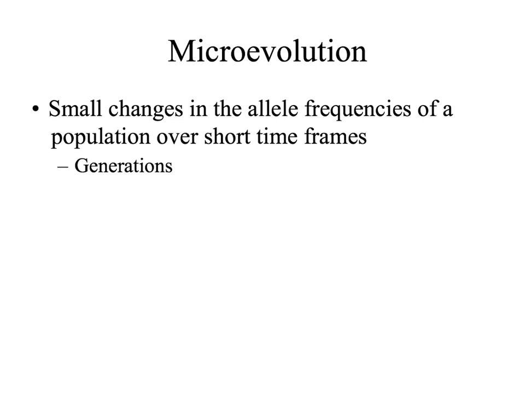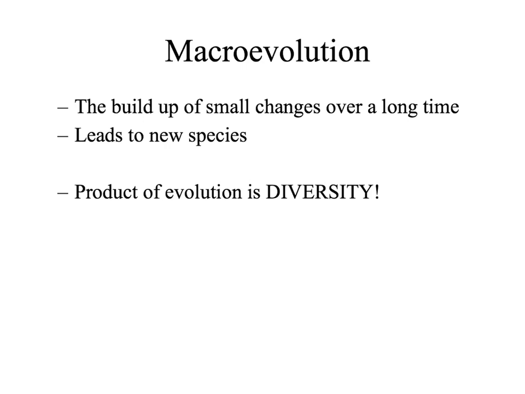Our next step is to observe macroevolution, which is the buildup of small changes over longer time frames. These longer time frames can be years or even hundreds of thousands of years, millions of years. Keep in mind, the Earth is very old, 4.6 billion years old. Living things have been around for 3.8 billion years. This means that there are very long time scales for us to work with when talking about macroevolution. The process of macroevolution leads to brand new species.